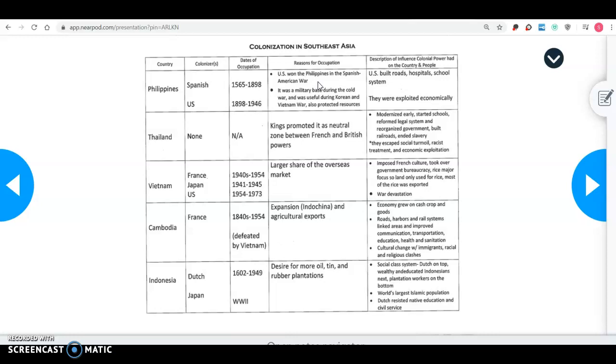We made the Philippines become a military base during the Cold War, and this was useful during the Korean and Vietnam War because we had a military base there. We were able to get supplies to those war-torn areas in Asia.